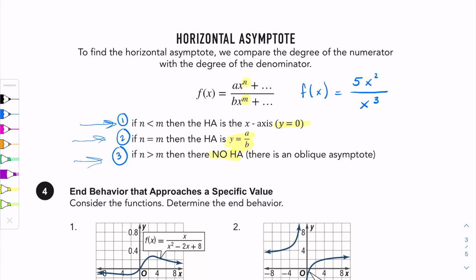So in the example that I wrote off to the side, we have an exponent in the numerator of 2 and an exponent in the denominator of 3. That would fall under this first category where the numerator degree is less than the denominator degree. That tells us automatically that our horizontal asymptote is at y equals 0.